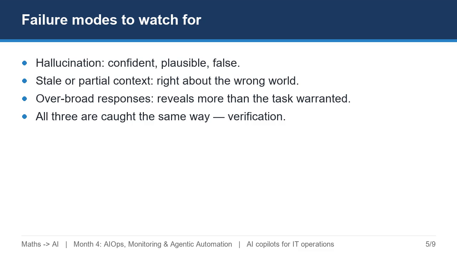Three things go wrong, and you must actively watch for each. Hallucination, where the model gives a confident, plausible, but false statement. Stale or partial context, where it reasons over data that's out of date or only partly connected, so it's right about the wrong world. And overbroad responses, where the answer pulls or reveals more than the task warranted. None of these are exotic. The reassuring part is that all three are caught the same way, by independent verification.